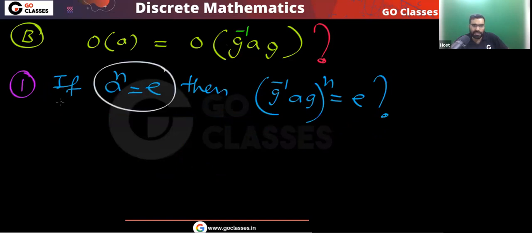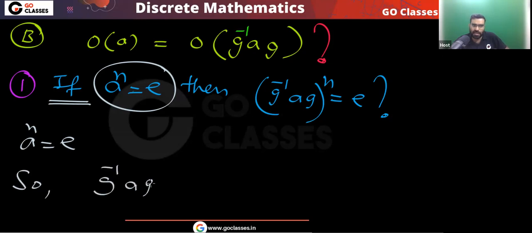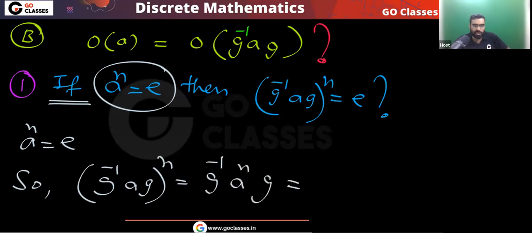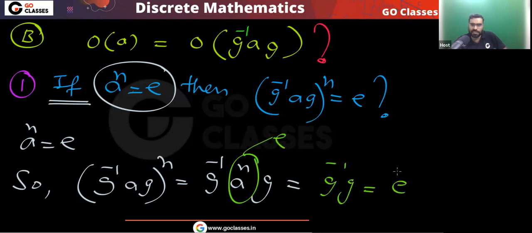Now you tell me, if A power n is equal to the identity element, then what does this mean? So what is G inverse AG power n? That will be equal to G inverse A power n G. Now A power n is the identity element, so it will be G inverse G, which is the identity element. So yes, this we have done.